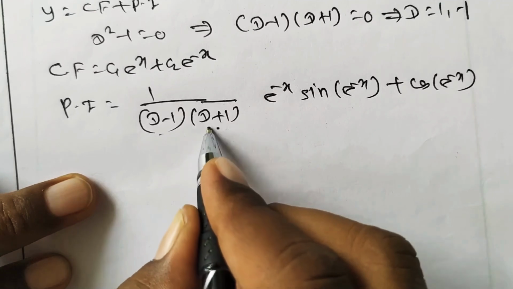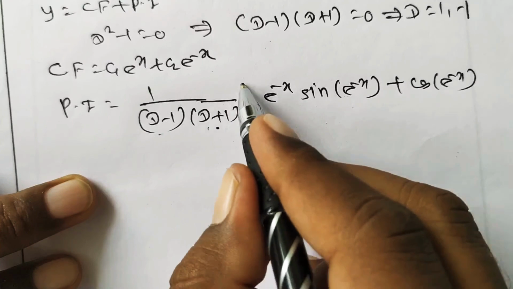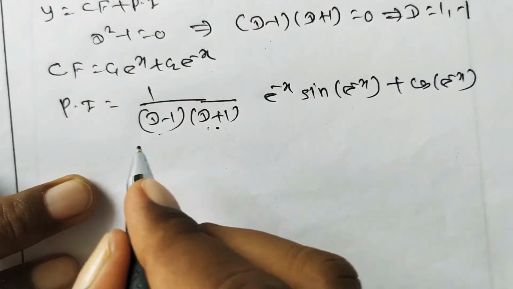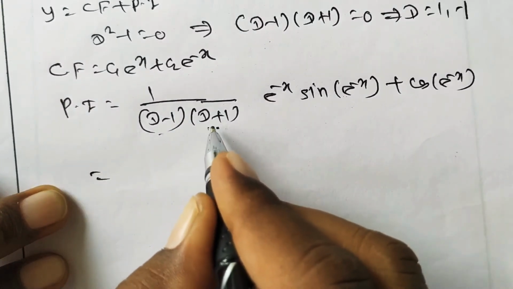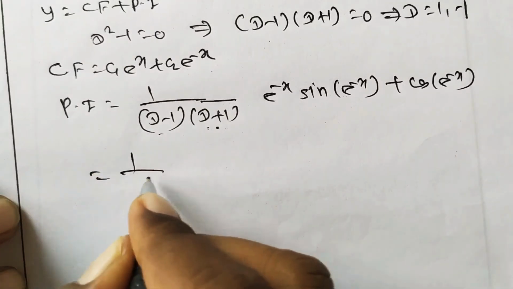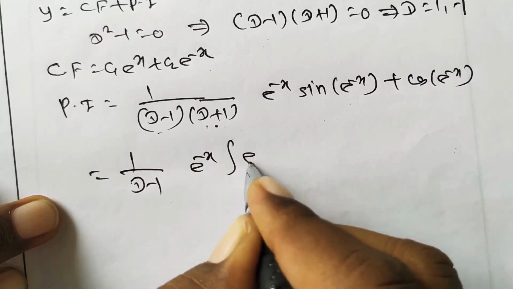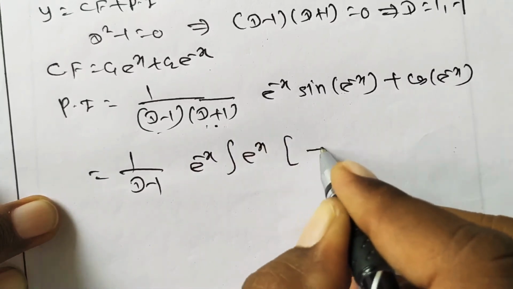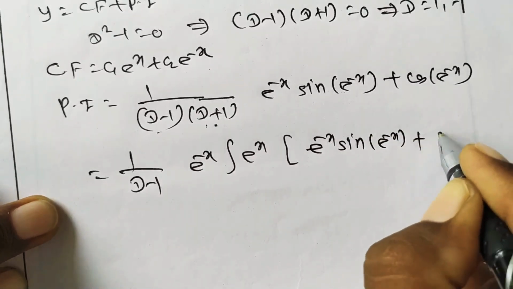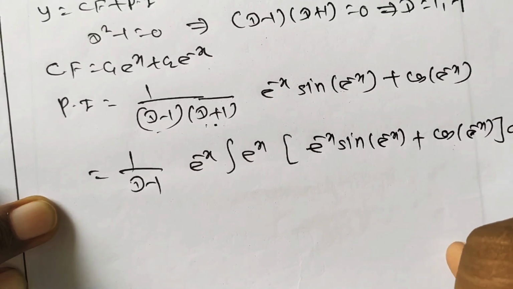I think if you take D plus 1, then under the integral we will get the power of e positive, meaning e raised to x into something plus something, that is again in the form e raised to x into f of x plus f dash of x. So first choose the factor D plus 1, keep 1 upon D minus 1 as it is, and write e to the power minus x into e raised to x into e raised to x, sine of e raised to minus x plus cos of e raised to minus x, dx.